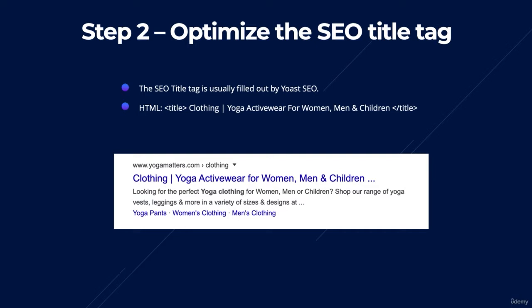The HTML version of your SEO title tag would look like this. So it would have brackets at the beginning saying title, closing brackets saying title, and then within that you would have your main keyword. Try to get your main keyword towards the front of the title tag, as this typically carries more weight and it's a bigger ranking signal. As you will see from the image below, the title tag which the website Yoga Matters is using is clothing, yoga activewear for women, men and children.